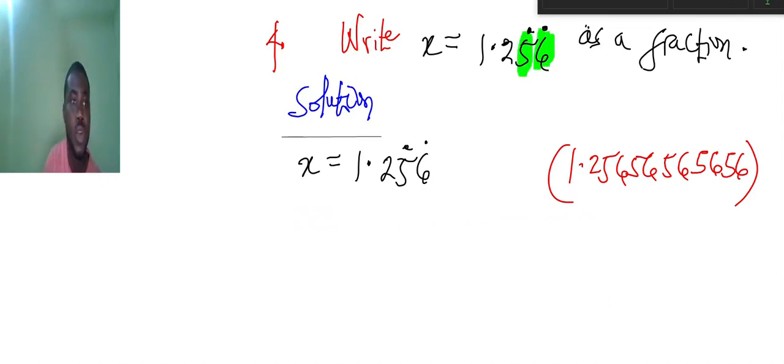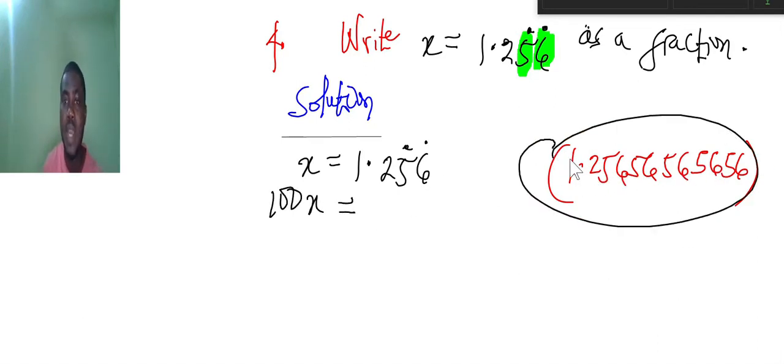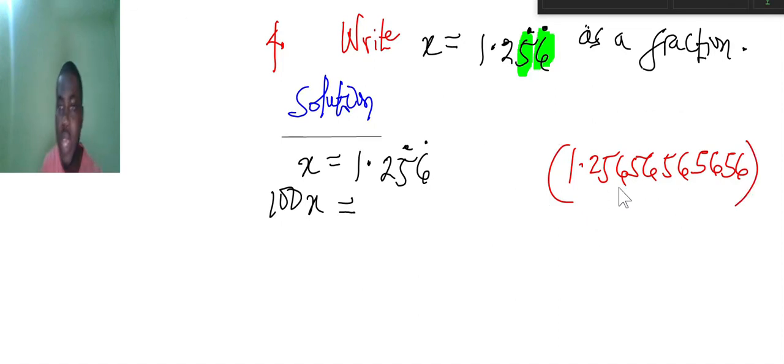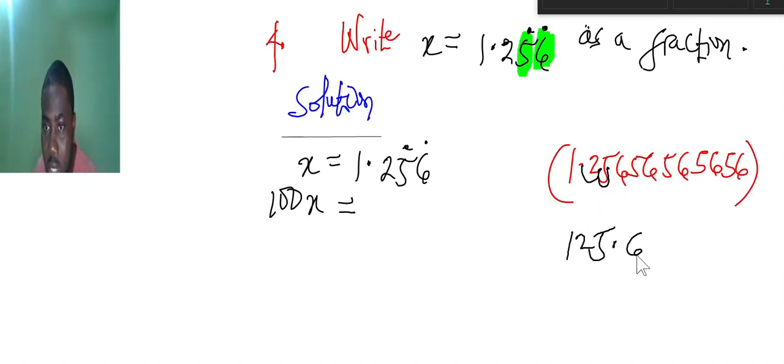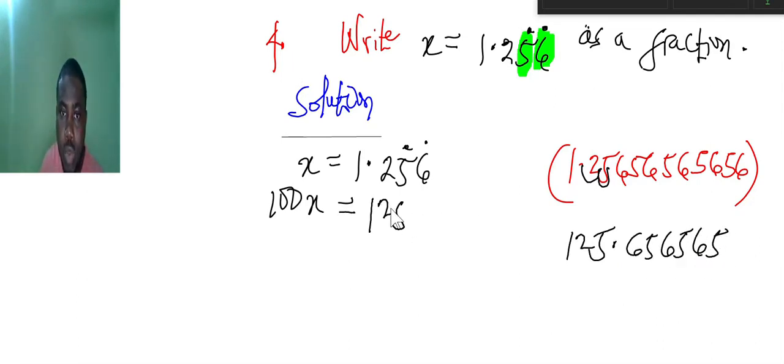1, 2. There are 2 recurring digits, so we multiply by 100. So we have 100x equals to. So let me multiply this one by 100. Let's see what we have. 125.656565, like that. So I'm going to write 125.656565 keeps recurring.